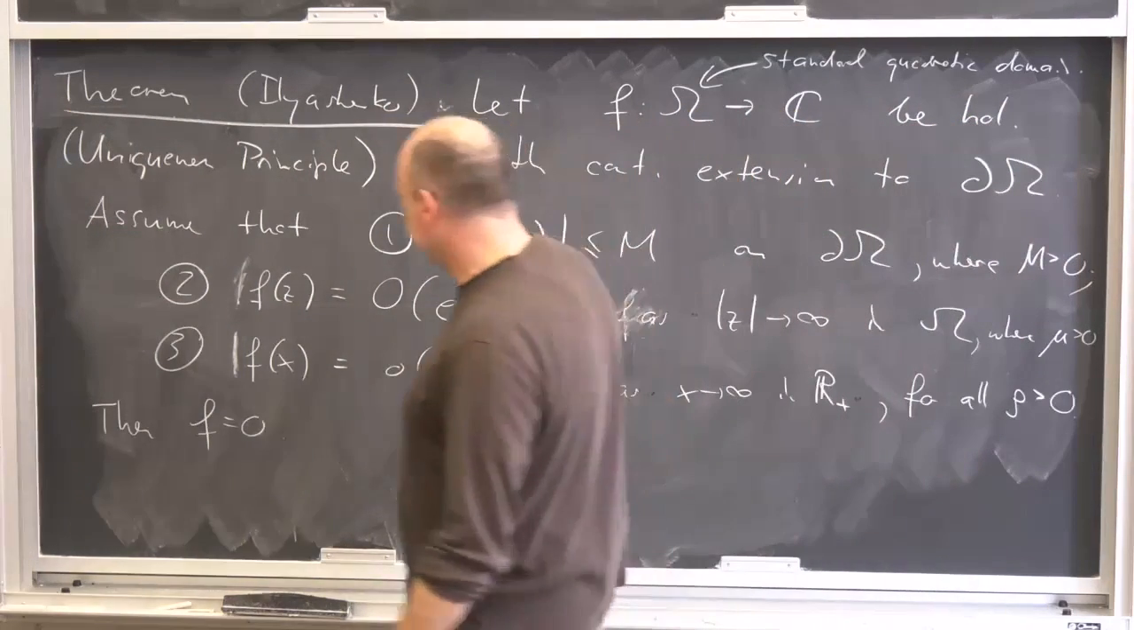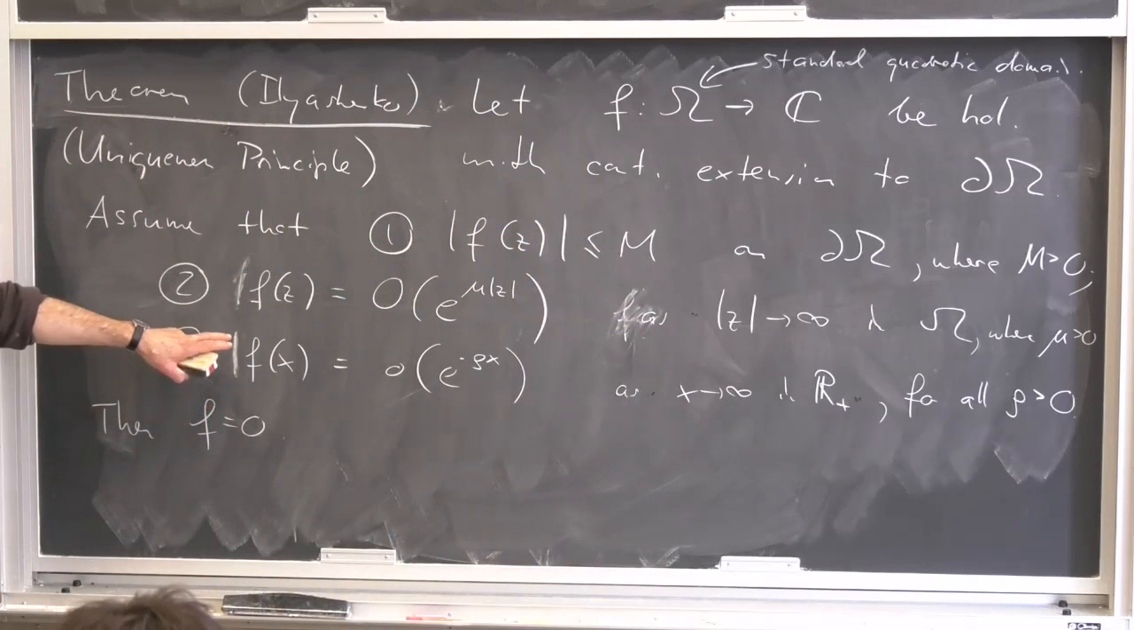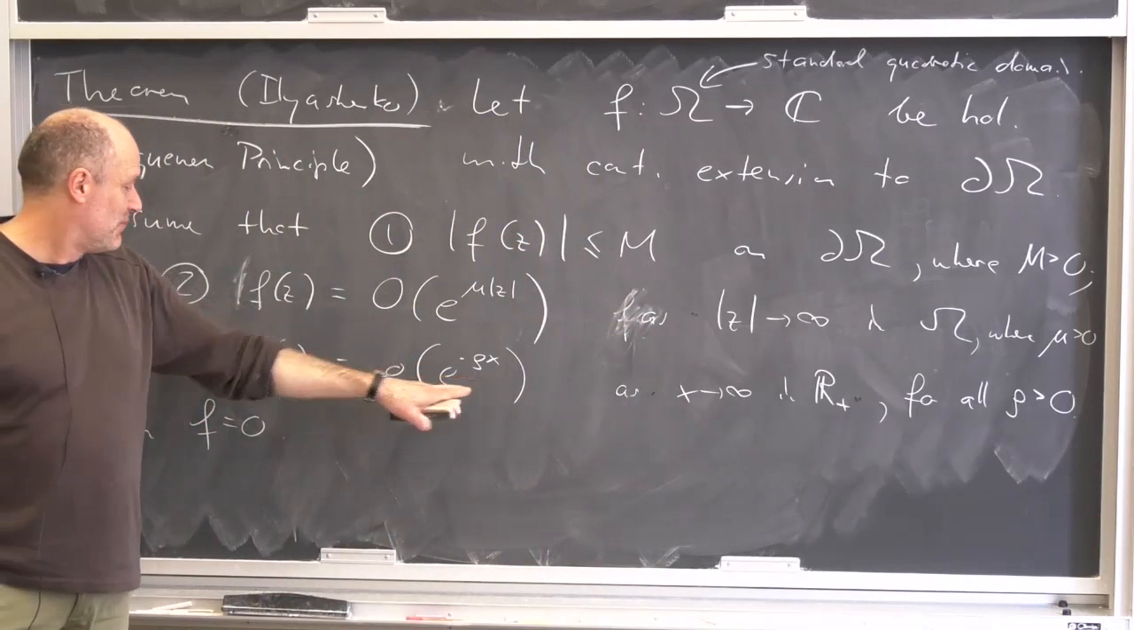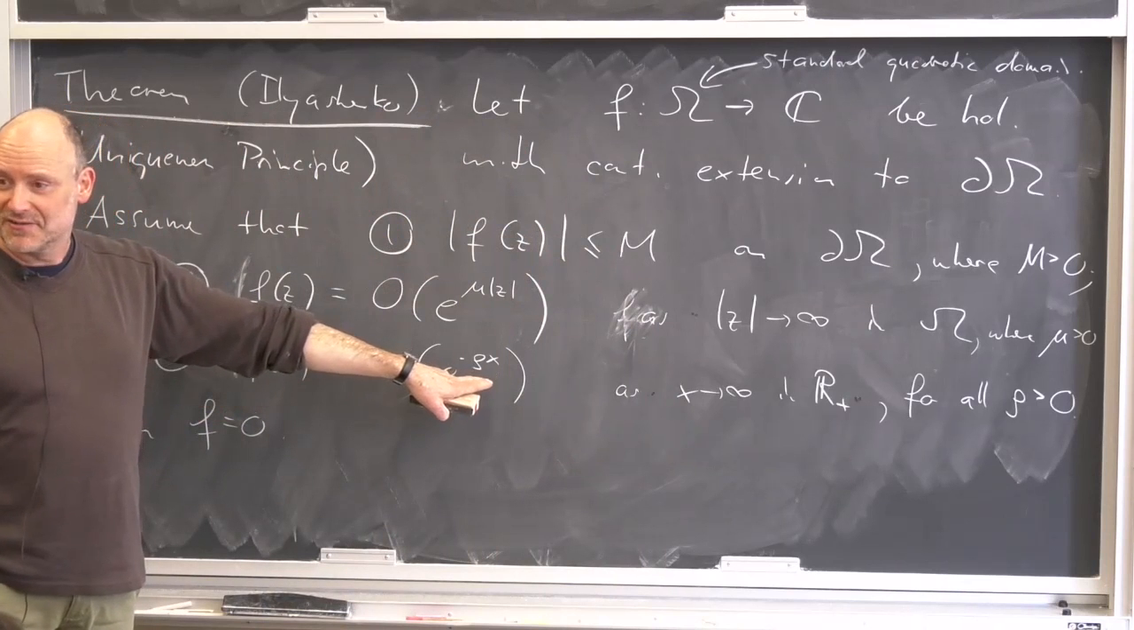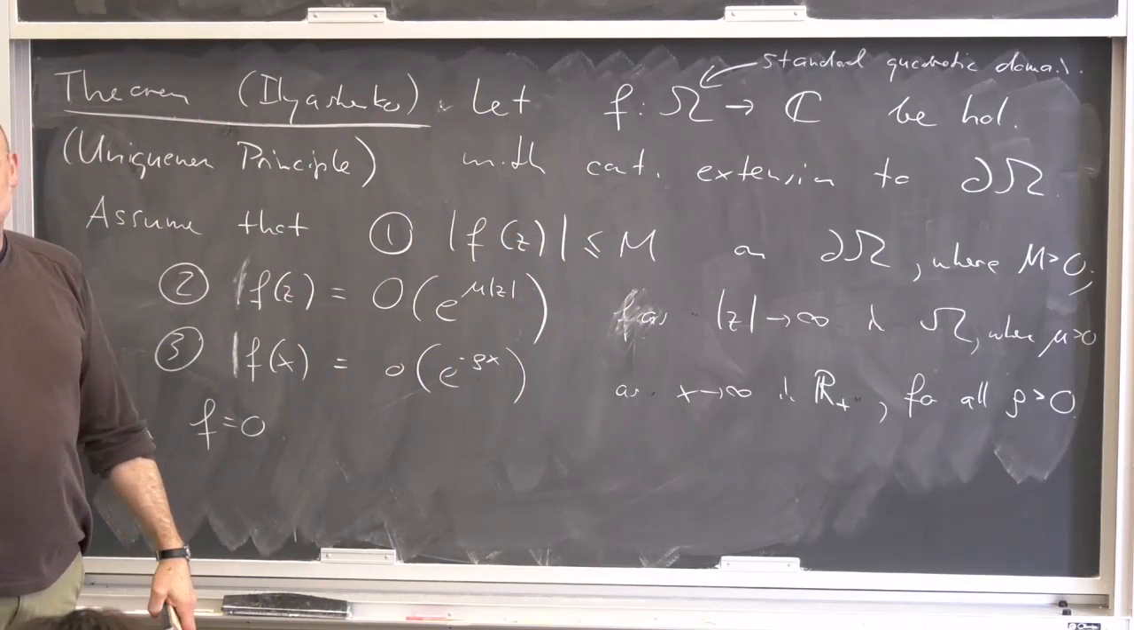Anyway, I guess we could say that finishing this is an exercise. Look at this family of functions, f multiplied by e to the rho x. Apply this corollary to each of them. And then from that, you can conclude f had to be 0 everywhere.